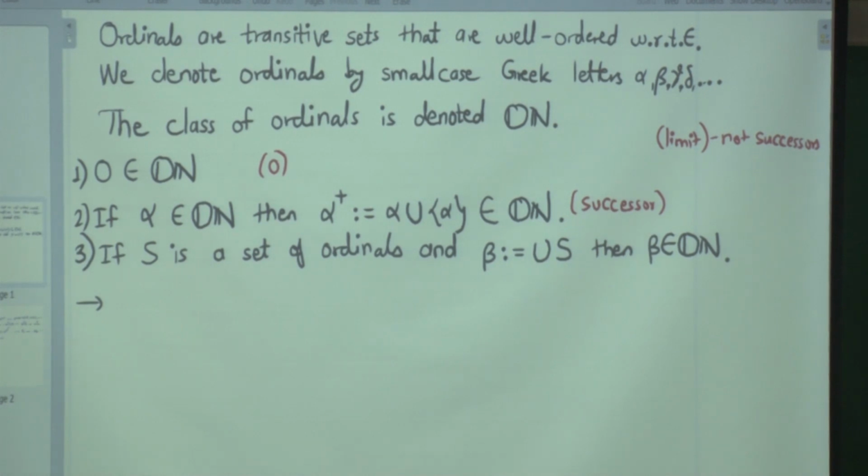So if beta is equal to the union of S, let me quickly remind you what the union of S is. It is the union of all the elements of S. So if I say that alpha belongs to beta, then what do I really mean? Then alpha belongs to some gamma, where gamma belongs to S. If you understand that, then what should we prove? We need to prove 2 things. First, that beta is a transitive set and that it is well ordered. So how will we show that beta is transitive?